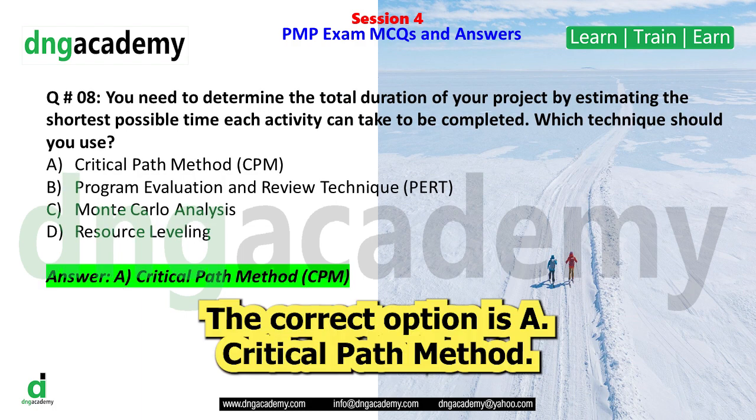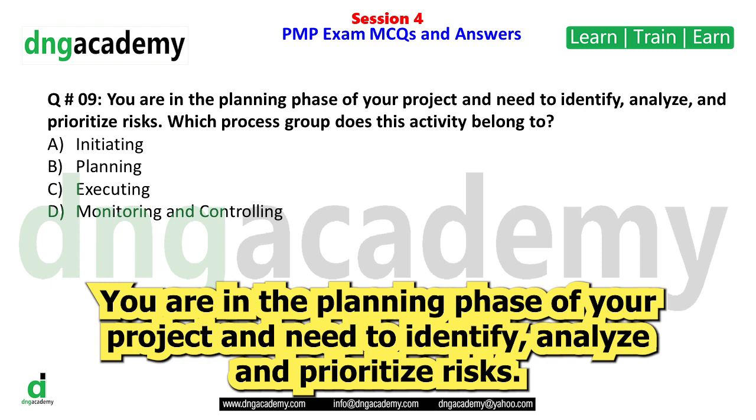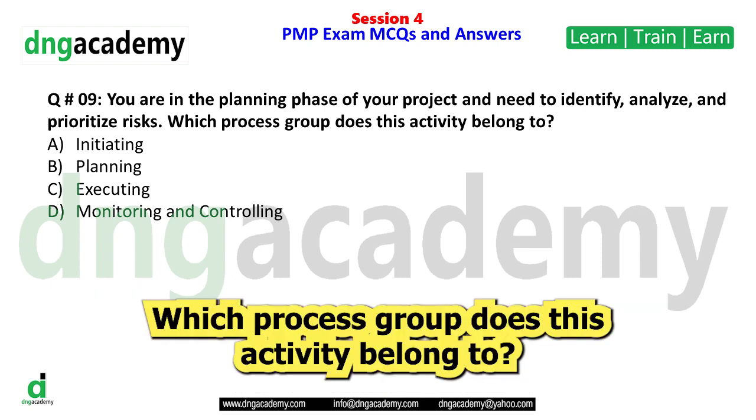The correct option is A. Critical path method. Question number 9. You are in the planning phase of your project and need to identify, analyze, and prioritize risks. Which process group does this activity belong to?